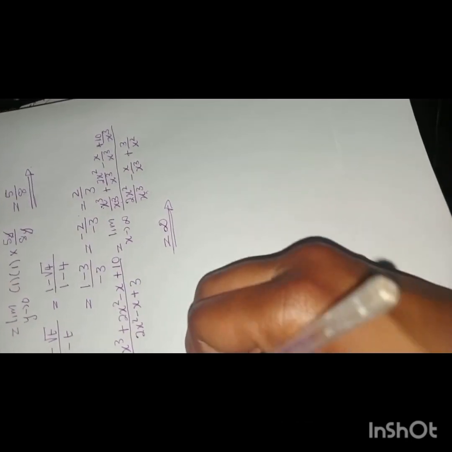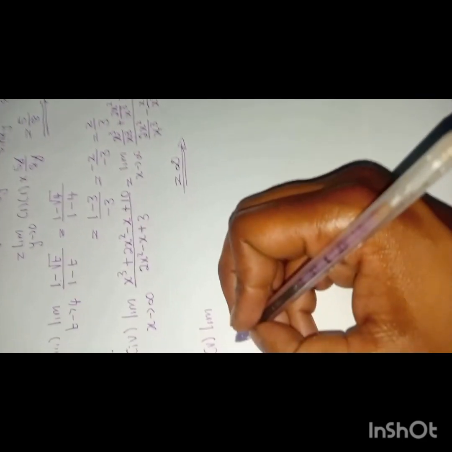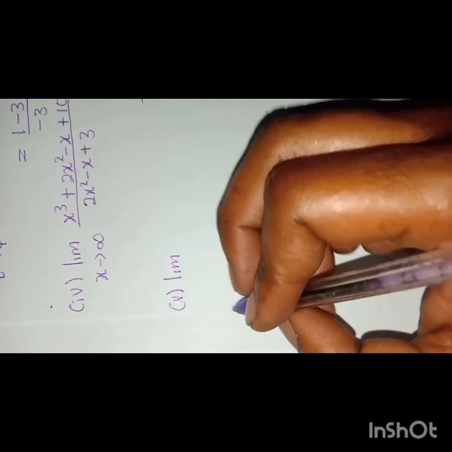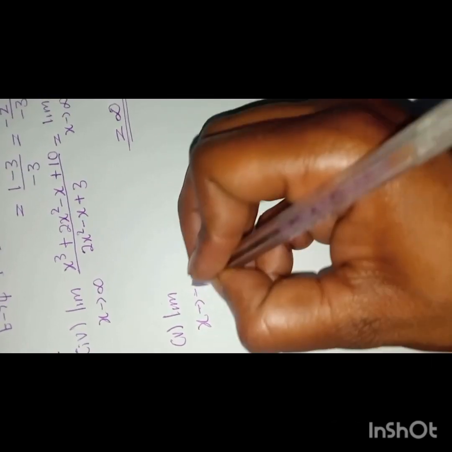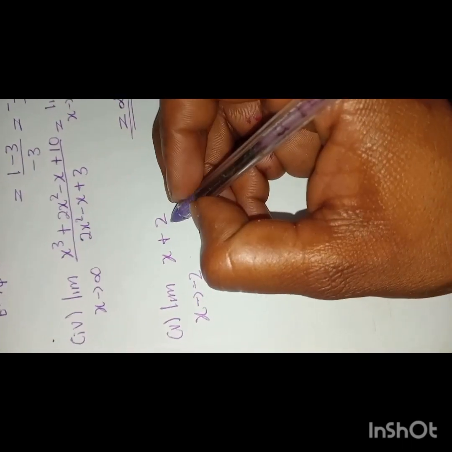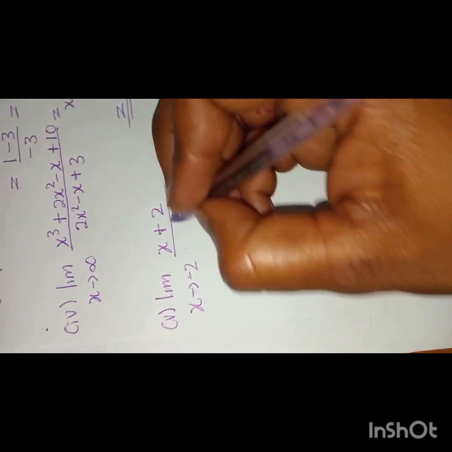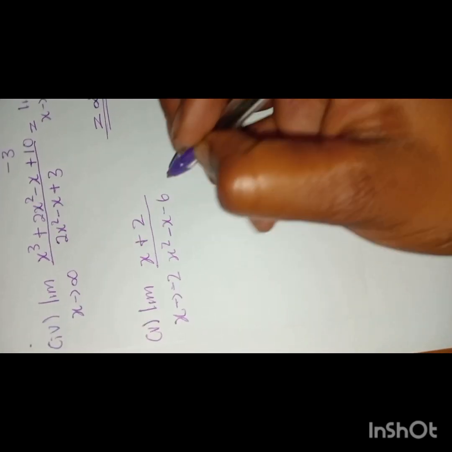Then for v, lim when x approaches minus 2 of x plus 2 all over x squared minus x minus 6.